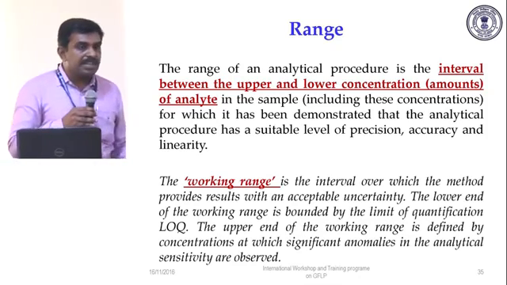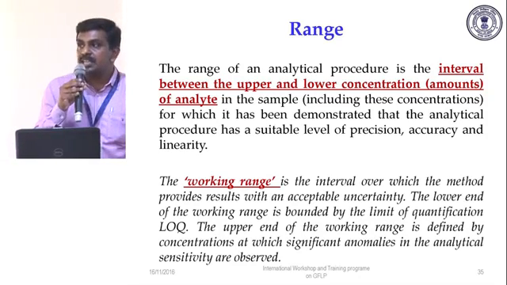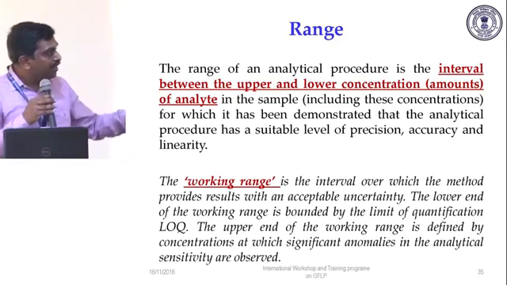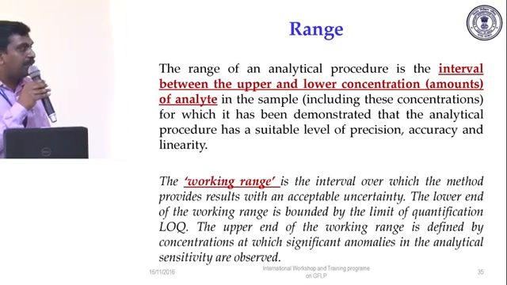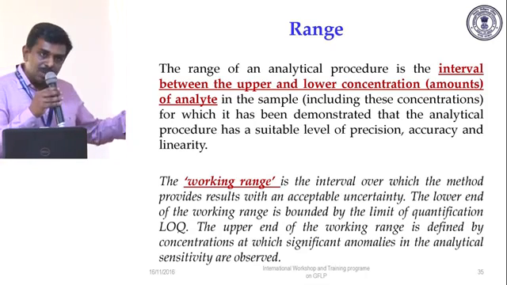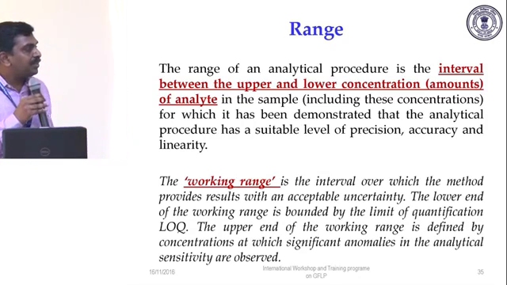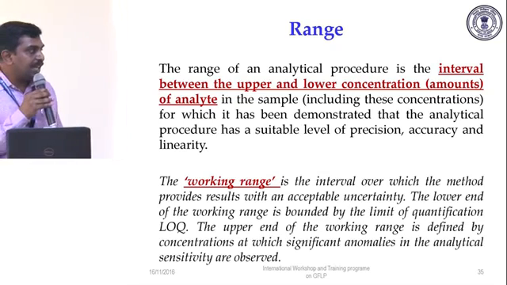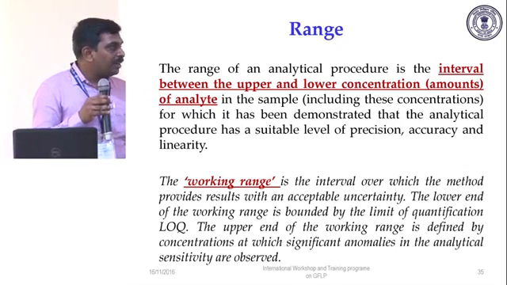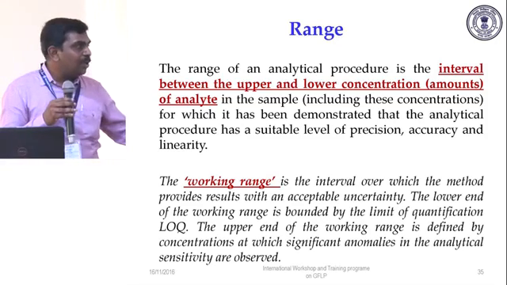There are 2 types of ranges. One is the instrument linear dynamic range of an equipment, and one is the working range. The working range is the interval over which the method provides results with an acceptable uncertainty. The lower end we generally put as the LOQ, or some labs put it as the LOD. The upper end of the working range is defined by the concentration at which significant anomalies in the analytical sensitivity are observed. Very important point, that is significant anomalies.